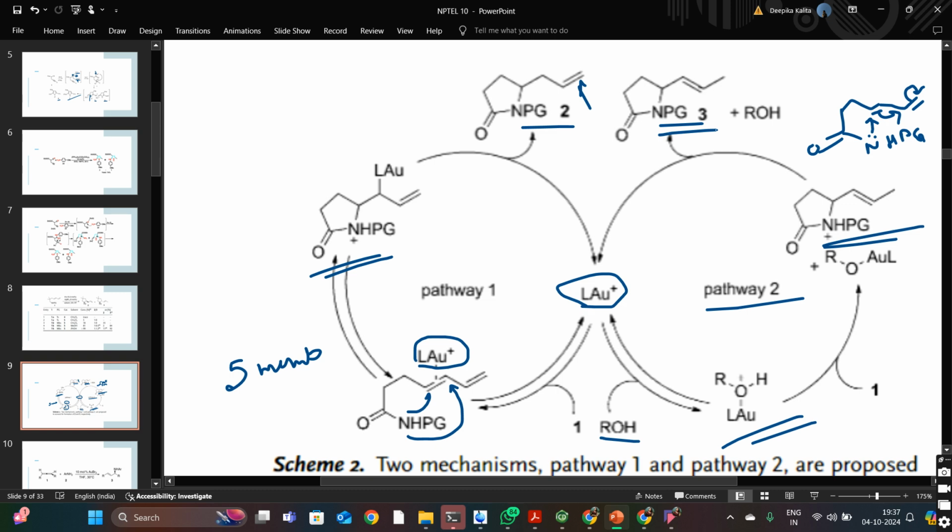If we are using aprotic solvent, in that case pathway 1 will be followed and terminal alkene will stay starting from diene. Okay, but if we are going to use protic solvent, in that case pathway 2 will be followed and we are going to get an internal alkene starting from diene.